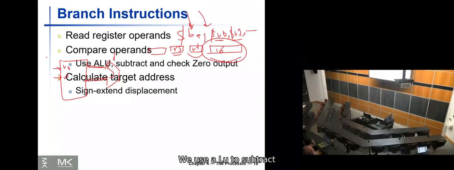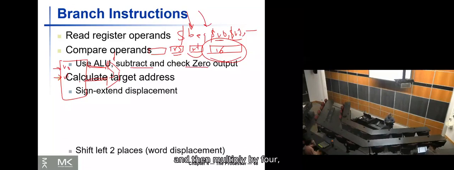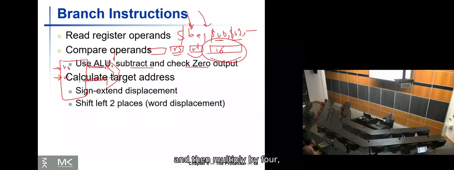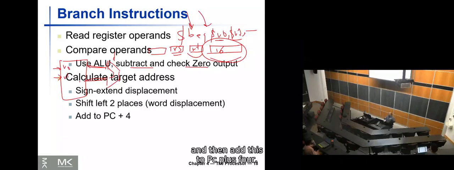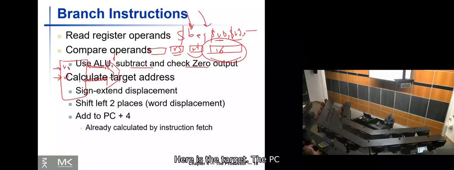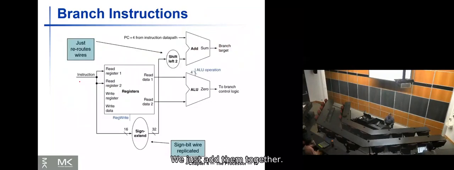So what will we do? We use the ALU to subtract and then find the 0 output. We also need to calculate the target address, sign extending this 16-bit value, and then multiply by 4, shifting 2 bits left, and then add this to PC plus 4. So here is the target address. The PC plus 4 was already there. You remember we had a PC plus 4 always ready there. So we just add them together.